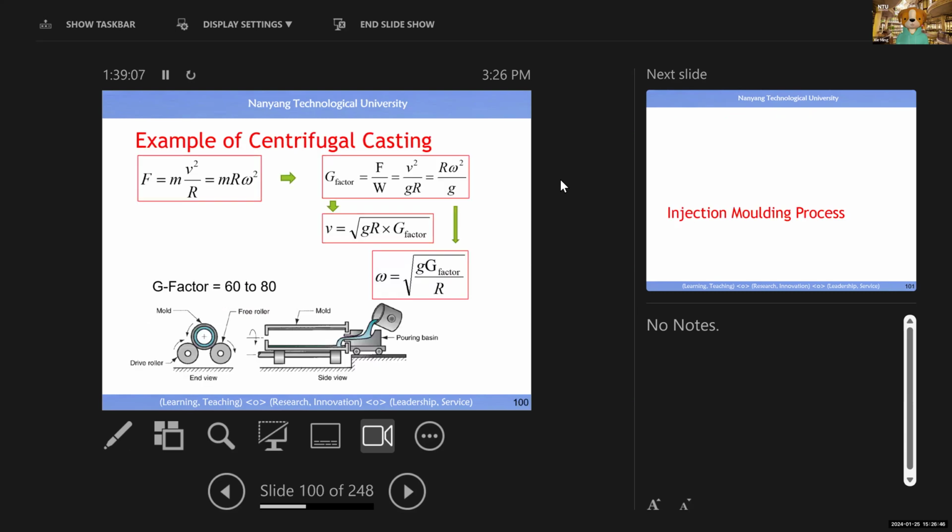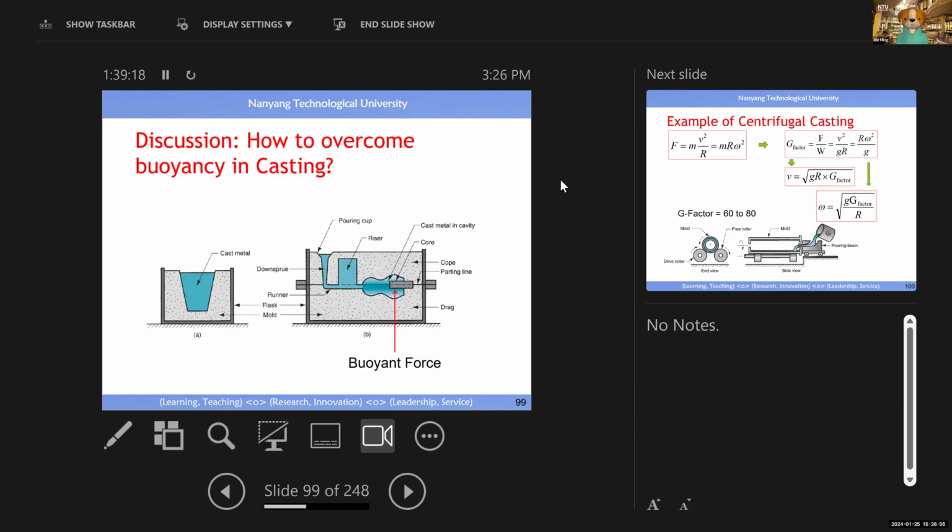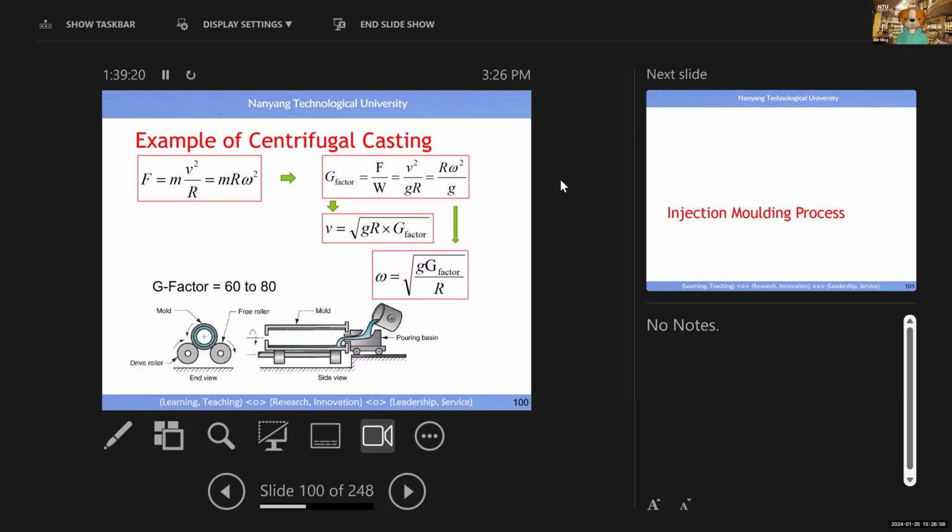You may have heard that we may set up the factory in outer space. Now you see the advantage: you have a factory in outer space as well. Then we can overcome this one. Or on Earth, how to overcome this?